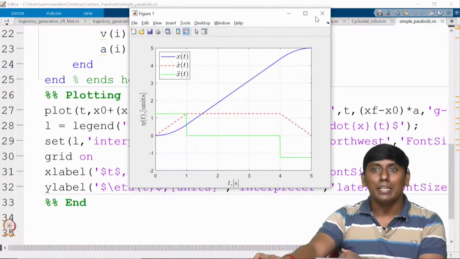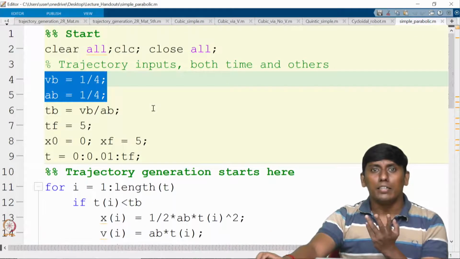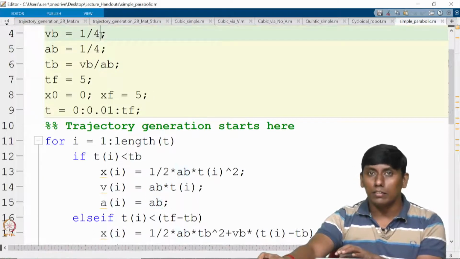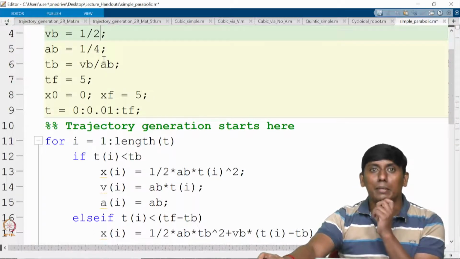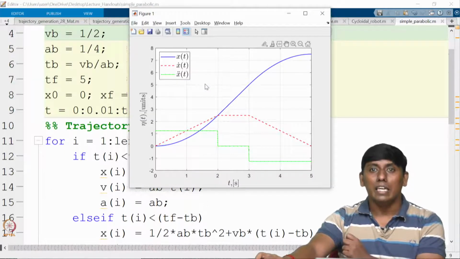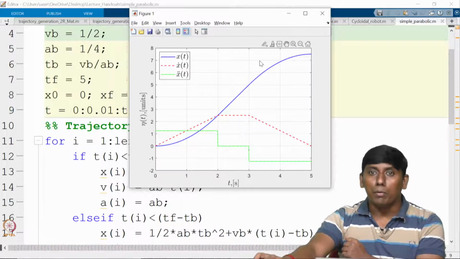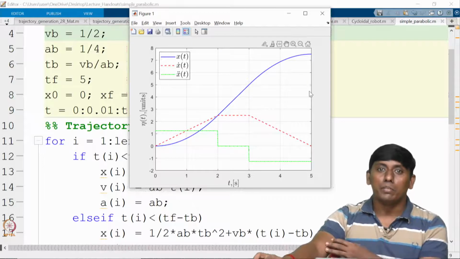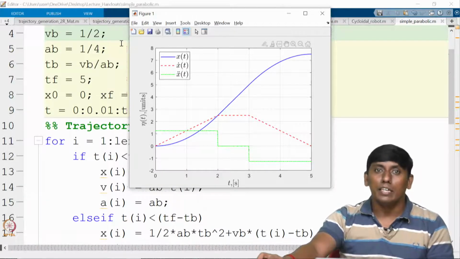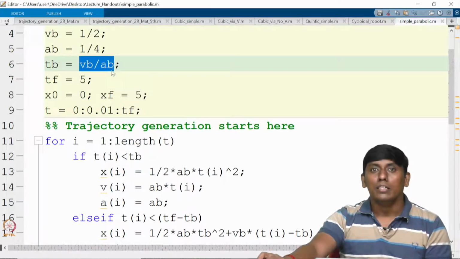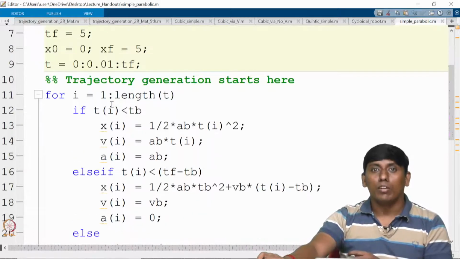Now I want to increase to 2. I said it is 5 seconds, but I want to increase it, so I am making this 1/2. In that sense you can see the TB becomes 2. I'll just check. Now you can see it is made, but the proportion has changed. It is supposed to end at 5, but the proportion has changed. So we have to see what we made here. This is modified by some consideration of VB, so in that case we have to modify.